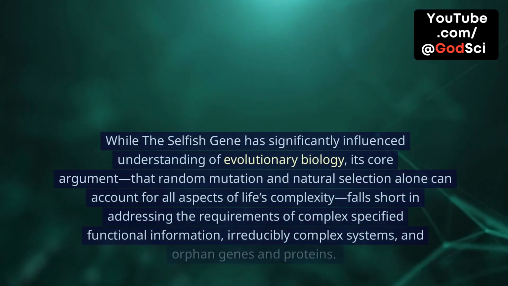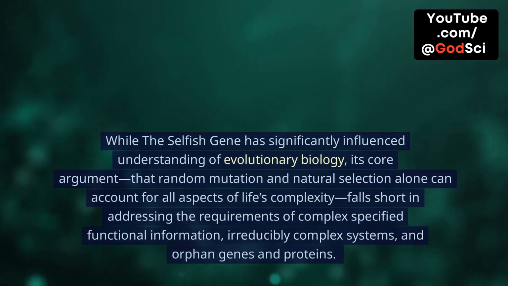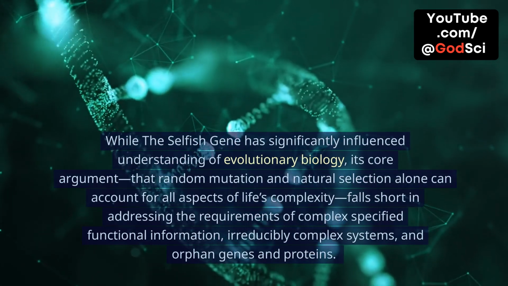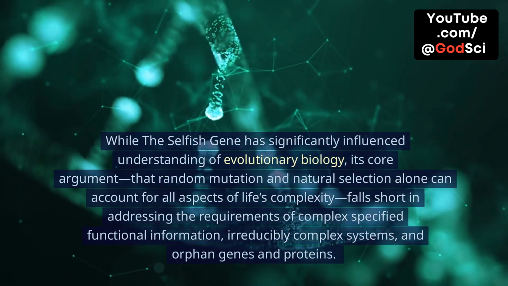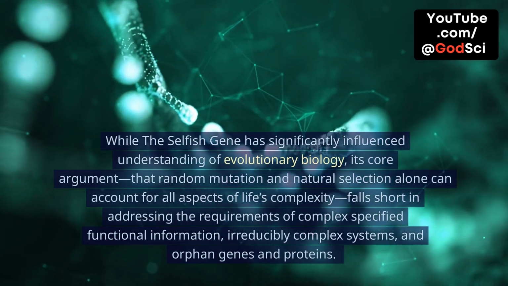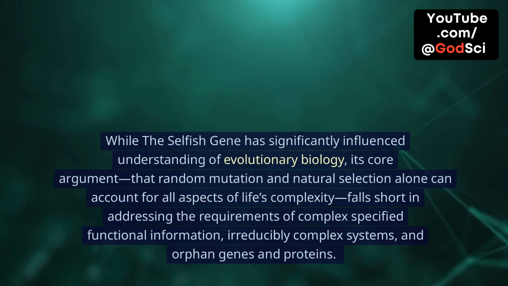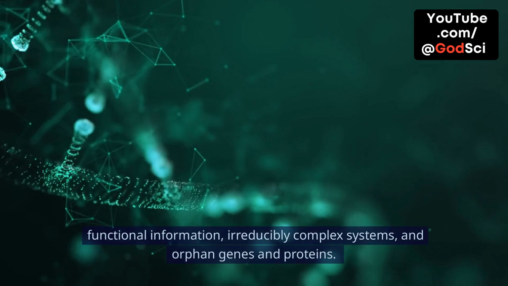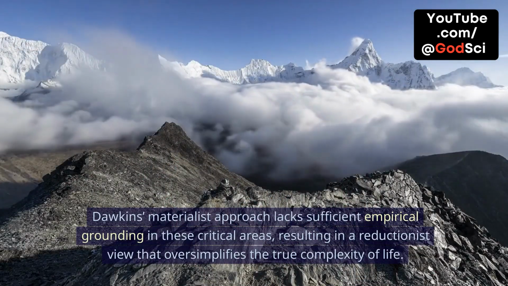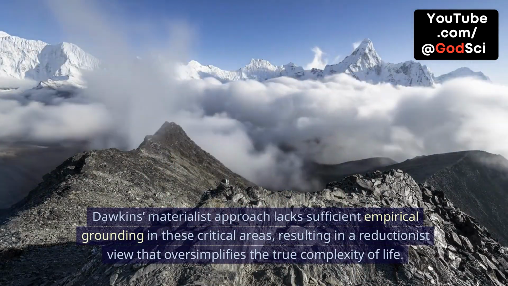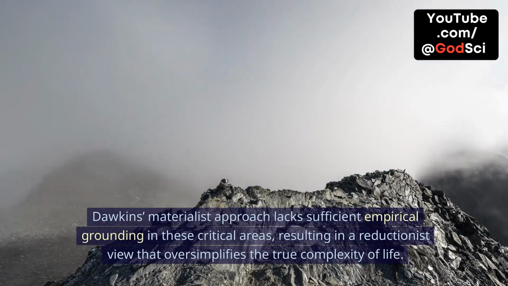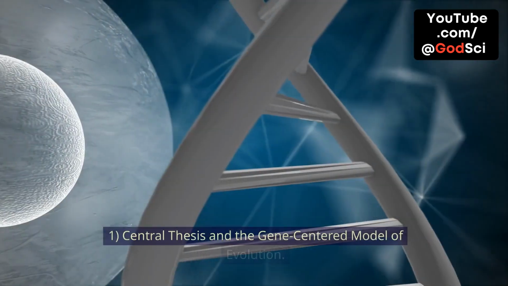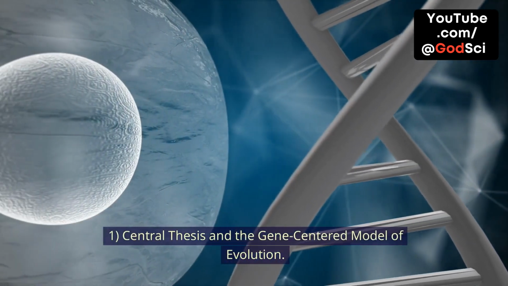While the selfish gene has significantly influenced understanding of evolutionary biology, its core argument, that random mutation and natural selection alone can account for all aspects of life's complexity, falls short in addressing the requirements of complex specified functional information, irreducibly complex systems, and orphan genes and proteins. Dawkins' materialist approach lacks sufficient empirical grounding in these critical areas, resulting in a reductionist view that oversimplifies the true complexity of life.